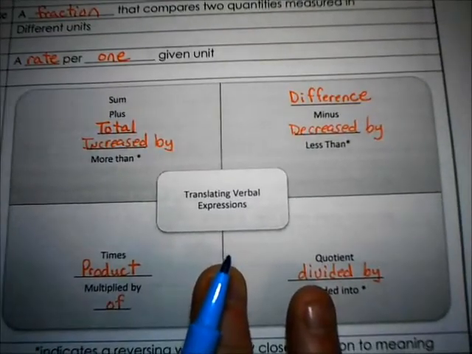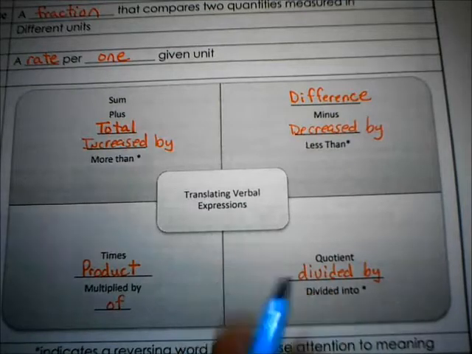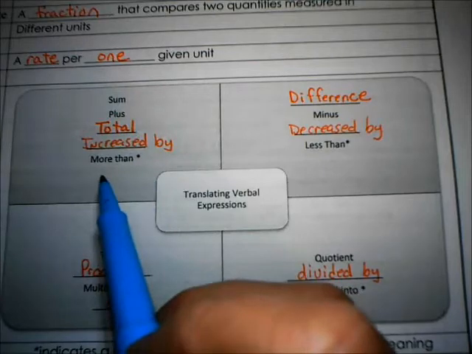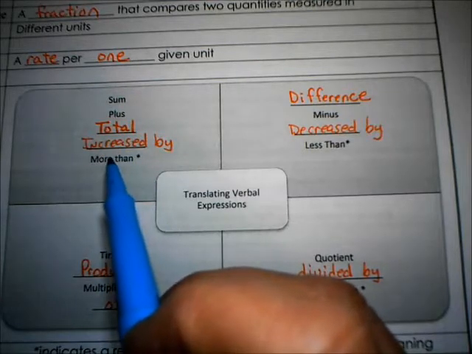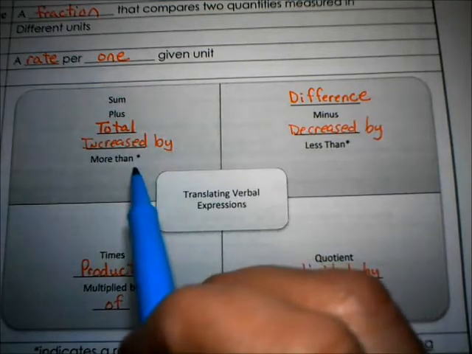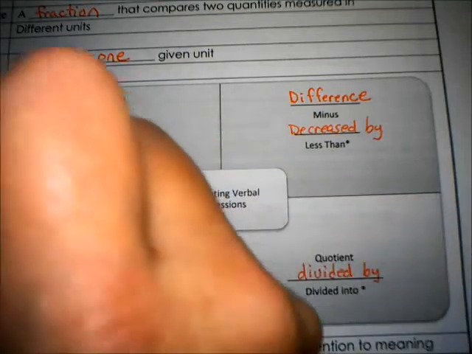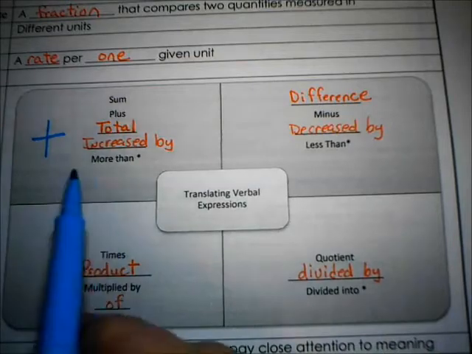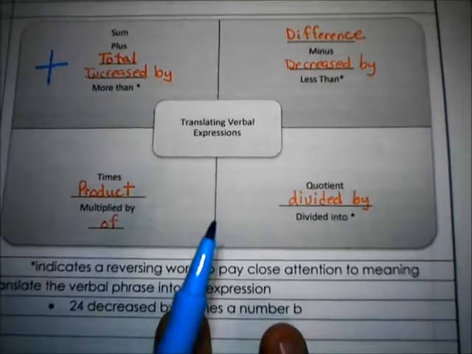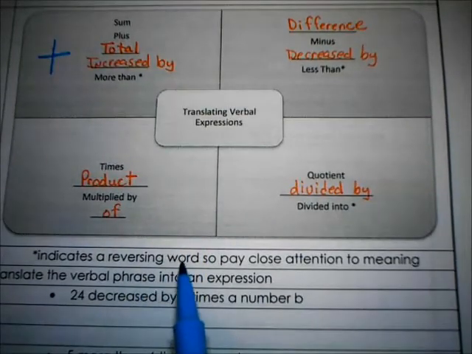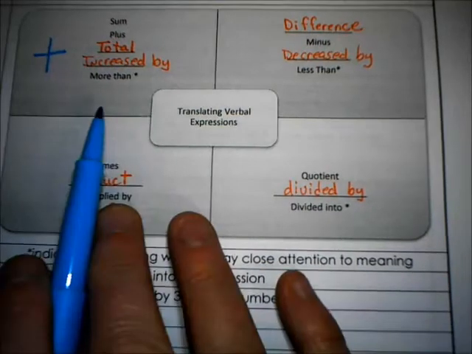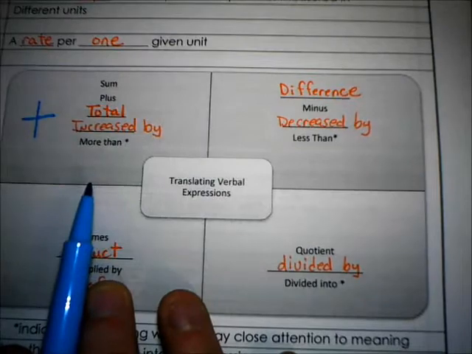Some of the words we need to know in translating verbal expressions, here I put some of them in. On the top right hand corner we have plus, total, increased by, and more than. These are all dealing with adding things together. More than has a little asterisk beside it because it's a reversing word that you have to pay close attention to when you write it out into an expression. You got to flip the order.